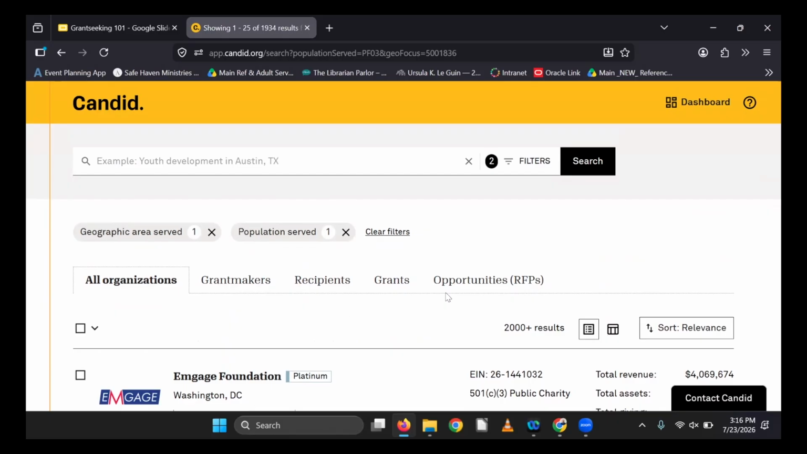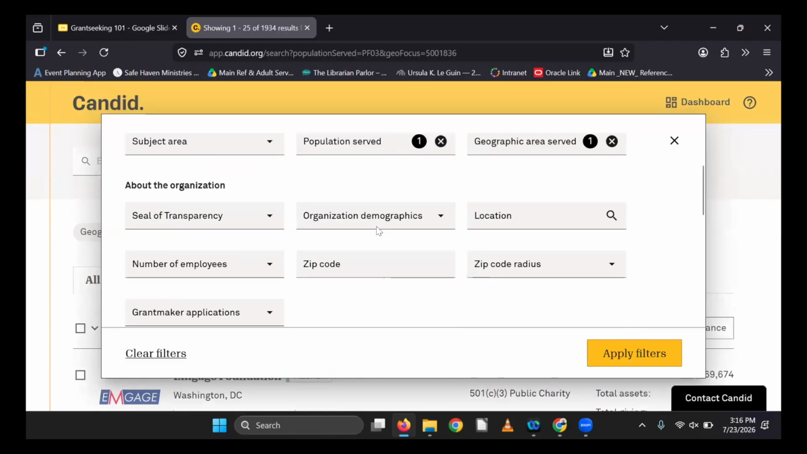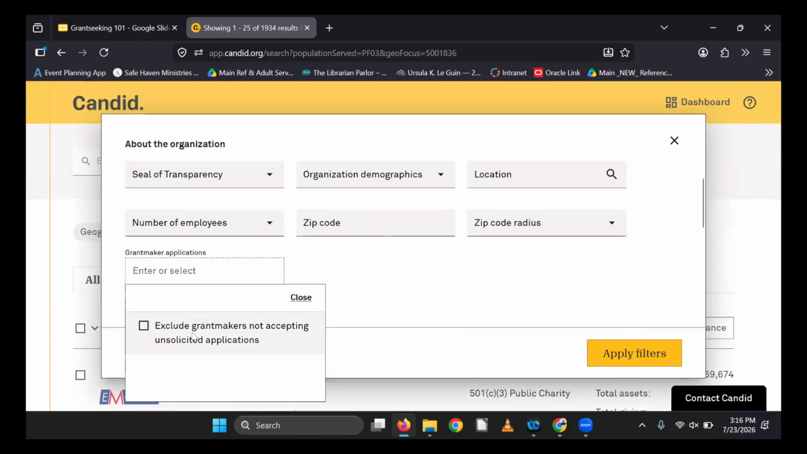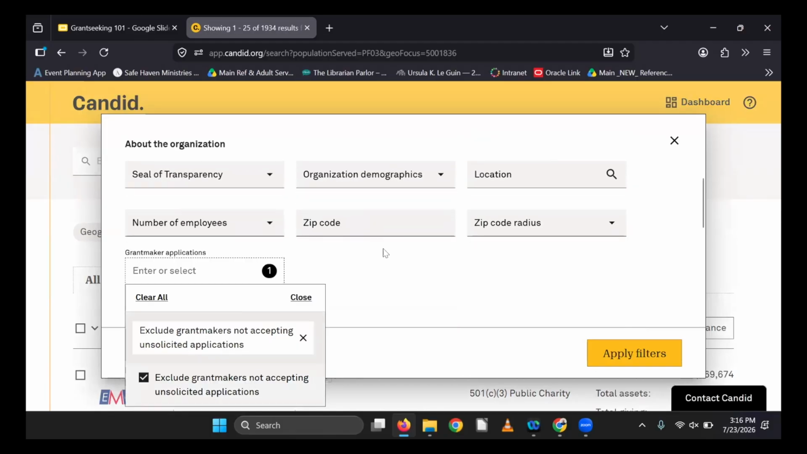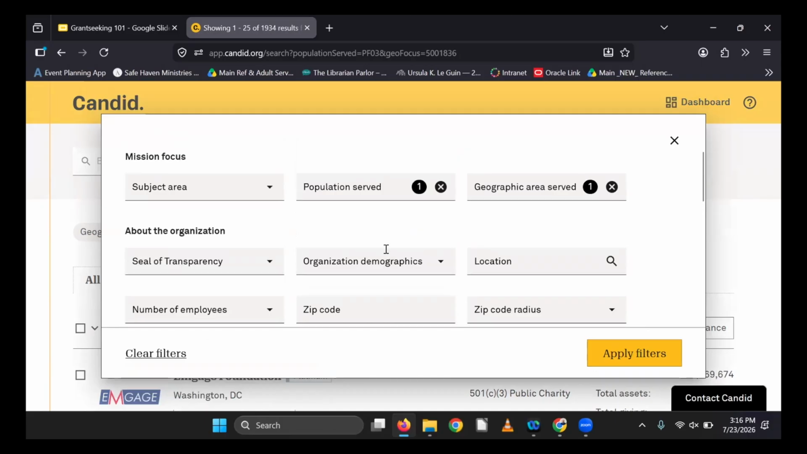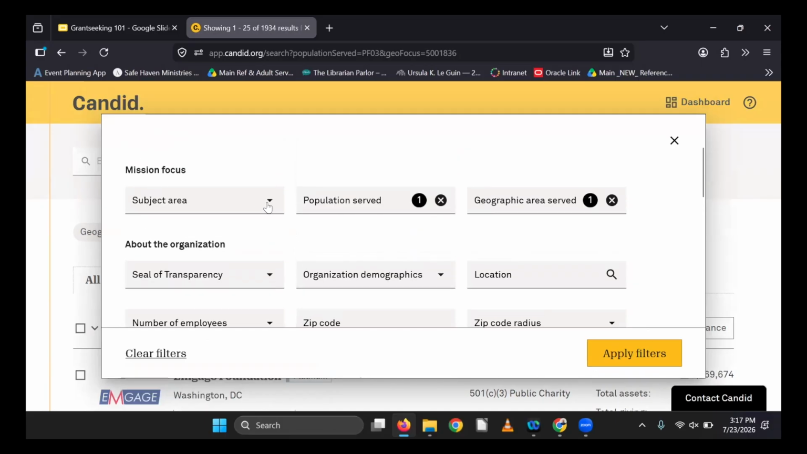But usually when we're thinking about what we're trying to do, going a little bit further afield and then narrowing down to see what the search will do is really important. So now we can go back to our filters and say, all right, we definitely want to exclude grant makers not accepting applications. We can see that.